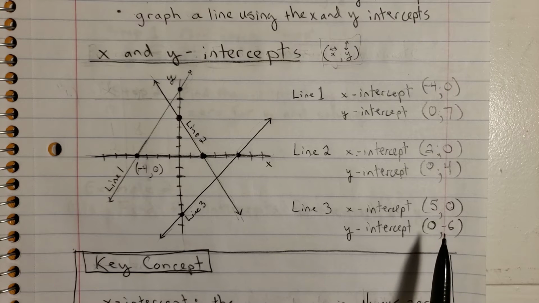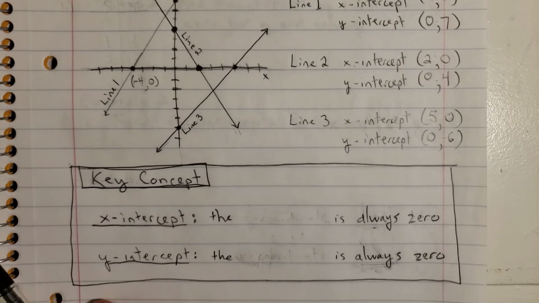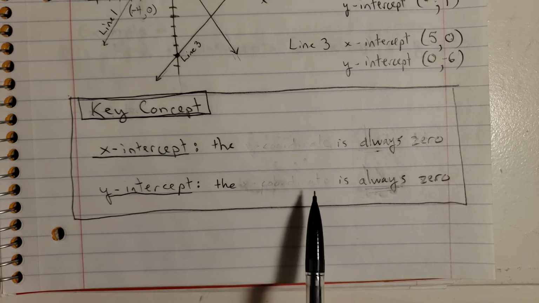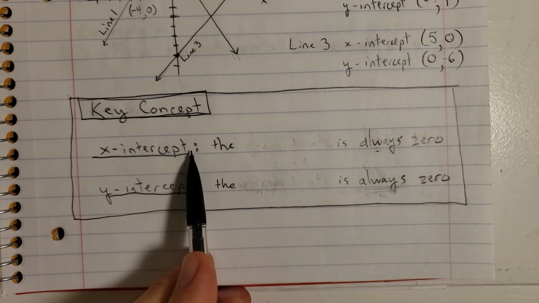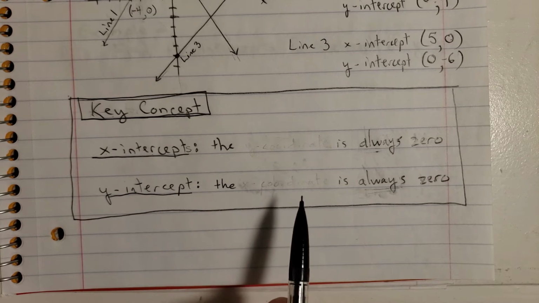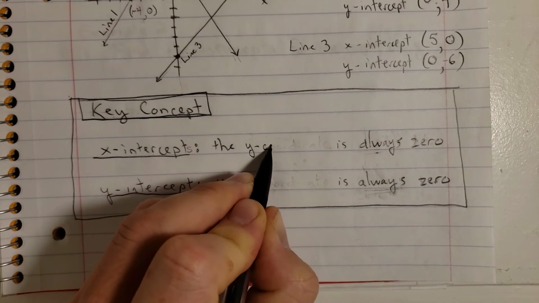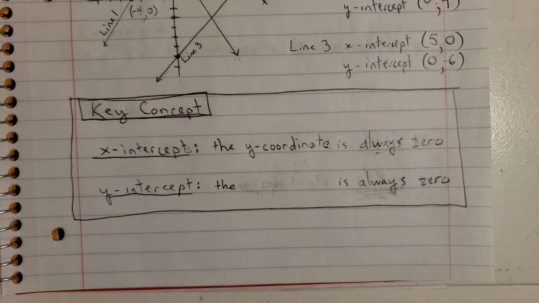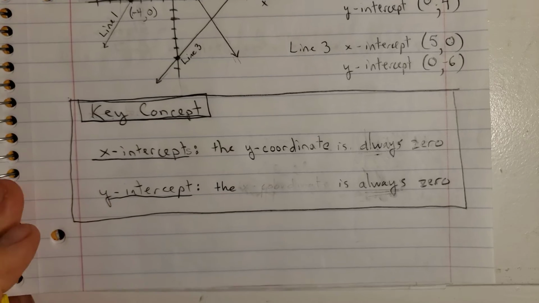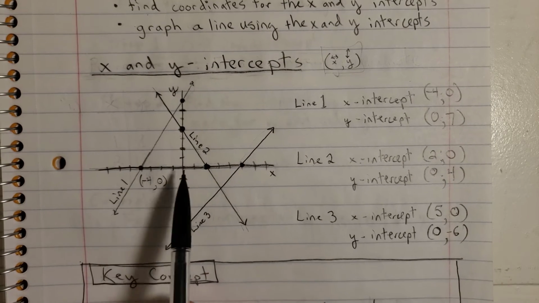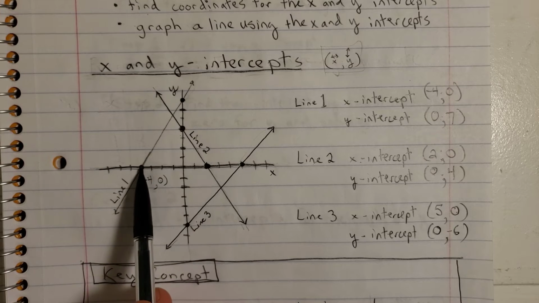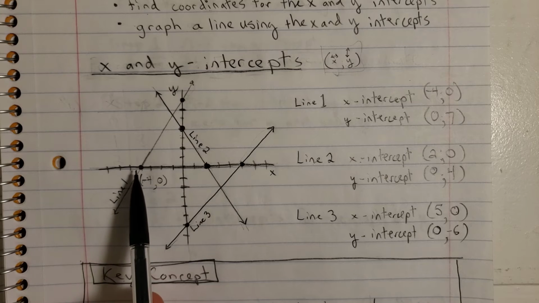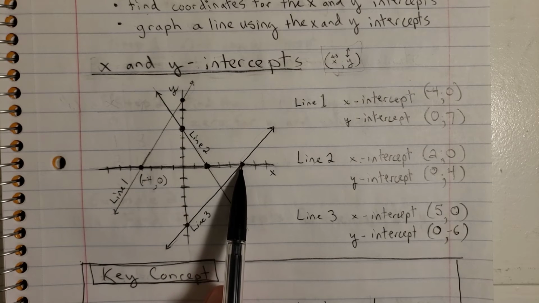All right, so let's summarize this. Please copy this down. Make sure you have this key concept in your notes. The key concept here is that for all x-intercepts, the y-coordinate is always 0. Because the x-intercept, if we go over here, these 3 x-intercepts, how far did we have to go up or down for them? 0, right? Because it's on the x-axis. So the y-coordinate is going to be 0 because you don't have to go up or down.